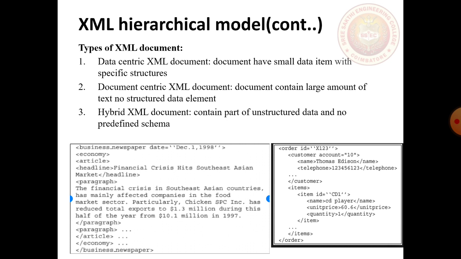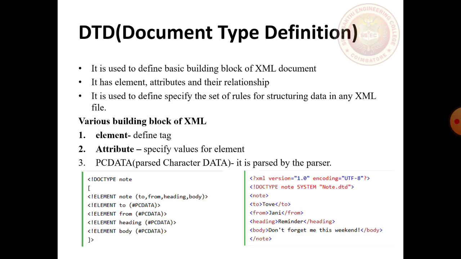Types of XML document. There are three different types of XML document: data centric, document centric, and hybrid XML document. In data centric, the document has small data items with a specific structure. Document centric XML documents contain a large amount of text, with no structured data elements. A hybrid XML document contains part unstructured data and no predefined schema.